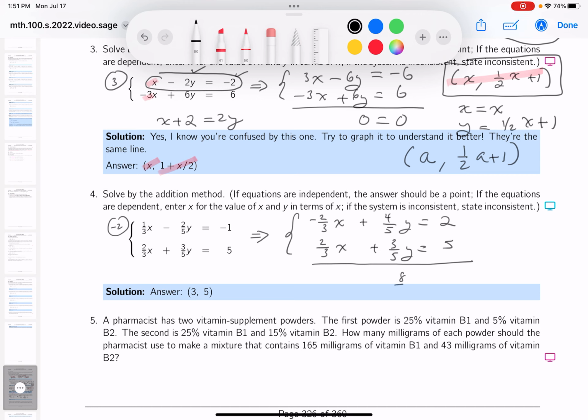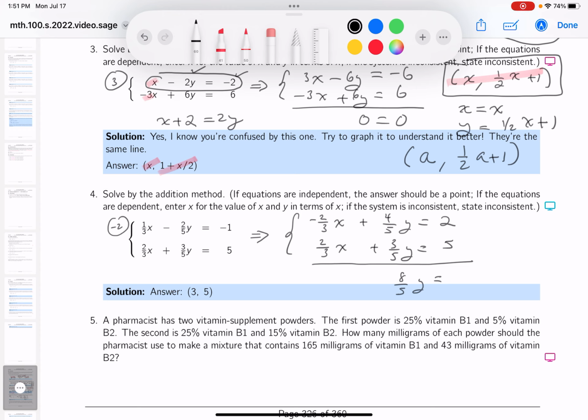8/5 y. And then what do you get there? Looks like you get, let me see if I made a mistake, because I'm always curious about if I made a mistake somewhere. And I think I did. And someone says, why did you make a mistake? I don't know why I made a mistake.